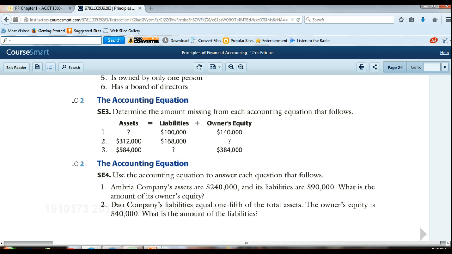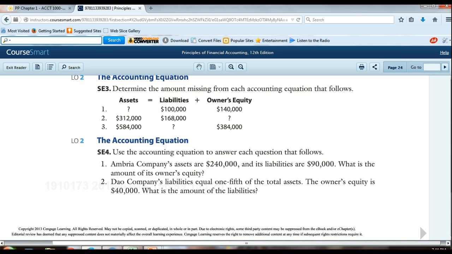Number 2, assets are shown at 312. Liabilities are shown at 168. How are we going to figure out our owner's equity? Subtract. 312 minus 168 gives us our owner's equity. What about number 3? Subtract again. So our assets of 584 minus our owner's equity of 384 give us liabilities of? Perfect. Okay, let's look at this one.